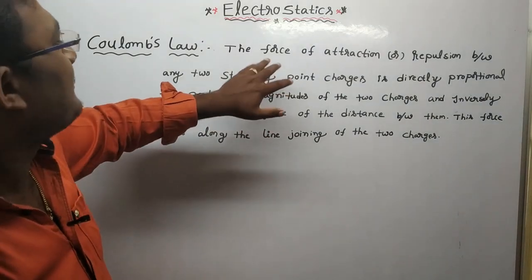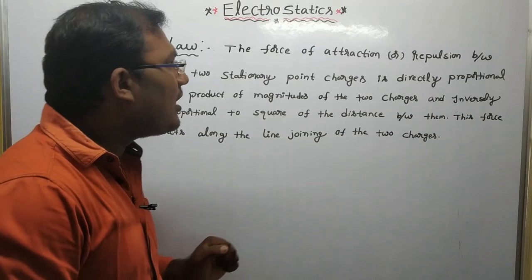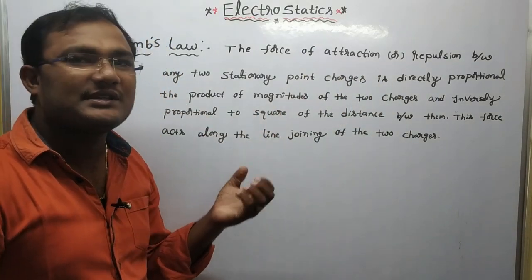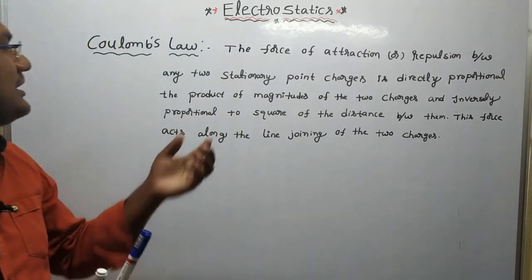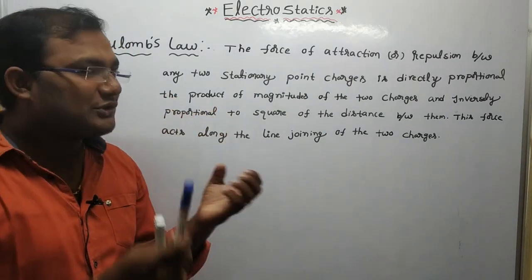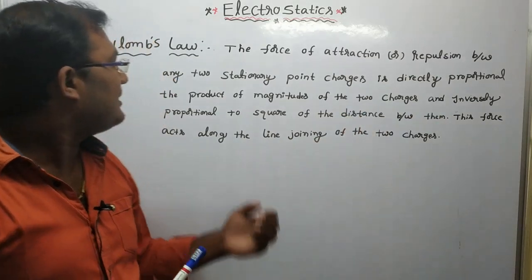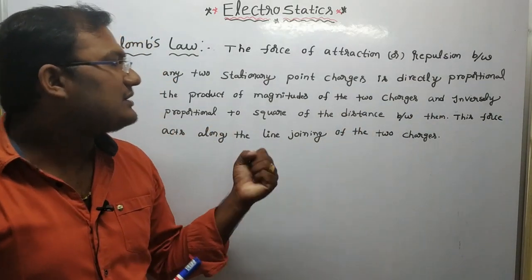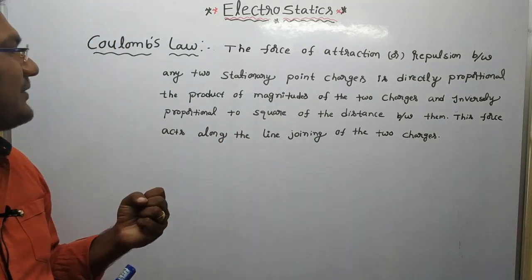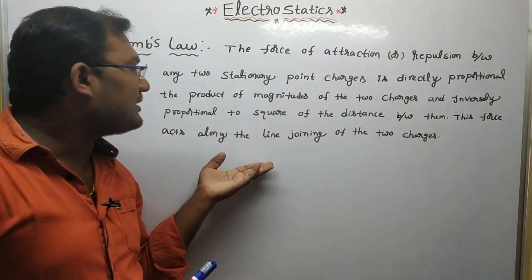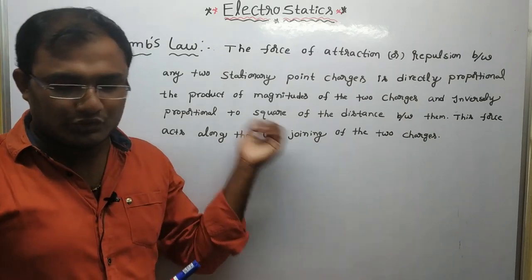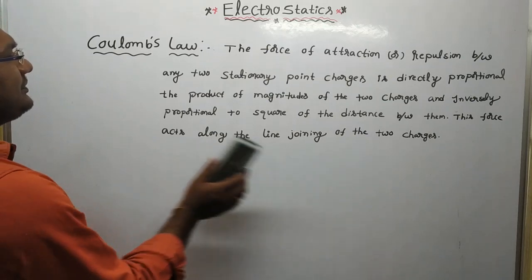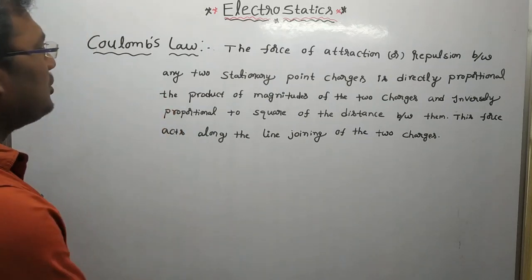According to Coulomb's law, the force of attraction or repulsion between any two stationary point charges is directly proportional to the product of the magnitudes of the two charges and inversely proportional to the square of the distance between them. And what is the direction of this force? This force acts along the line joining the two charges. This is Coulomb's law. Let us derive the mathematical expression of Coulomb's law.